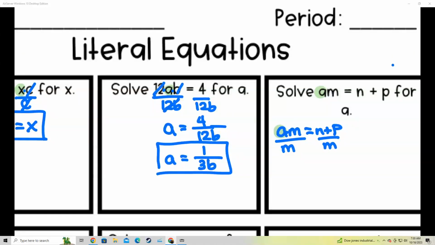I'm going to divide both sides by m. The reason I'm doing that is now I can cancel out those m's. I'm just left with the a, which is exactly what I want. And on this side, I got n plus p over m. And it looks like I cannot do anything else with that. I am stuck.